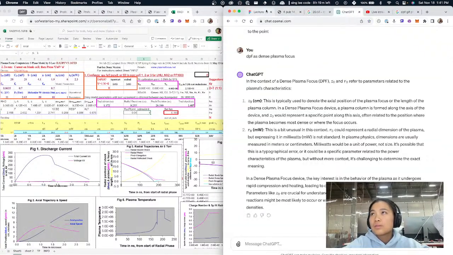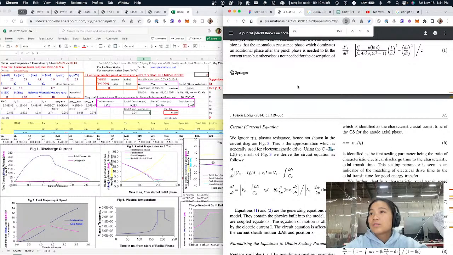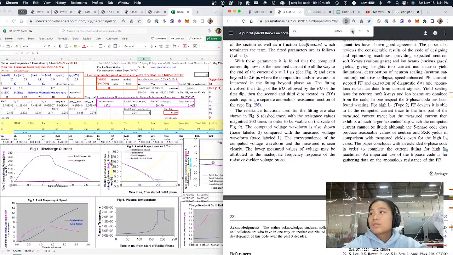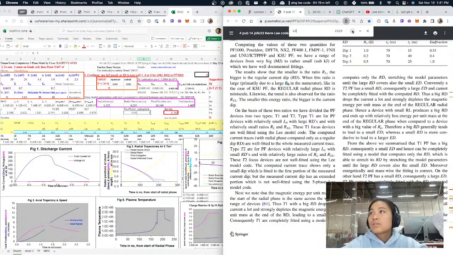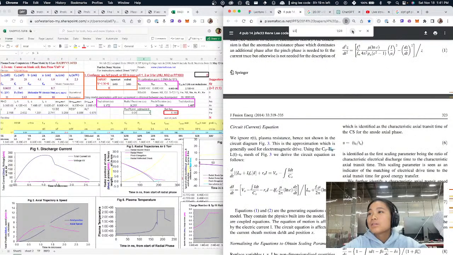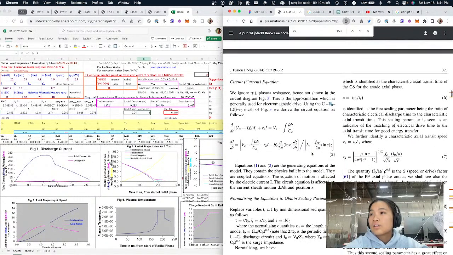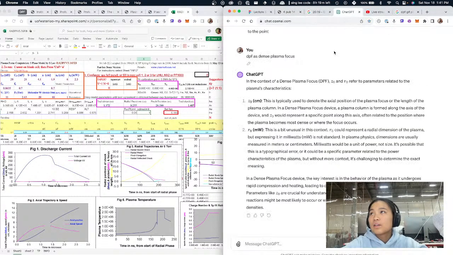Okay, I want to know what L0 is. L0. Okay. First mention of this appears. See? Mesh. Okay. But I understand that this is a relation that seems to recur. So it feels important. We're gonna save this.